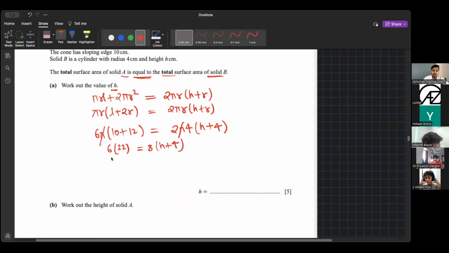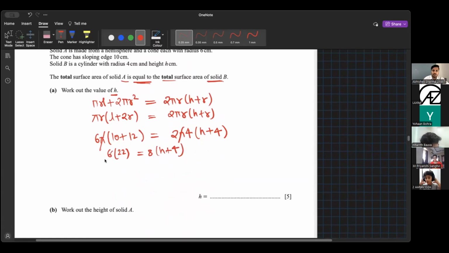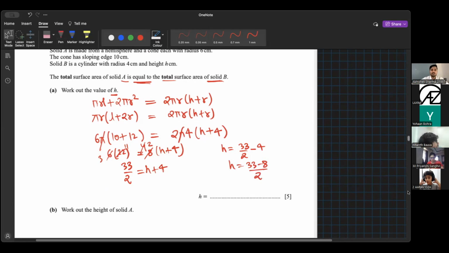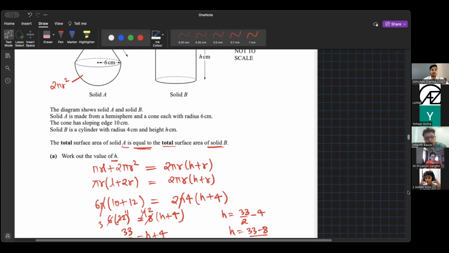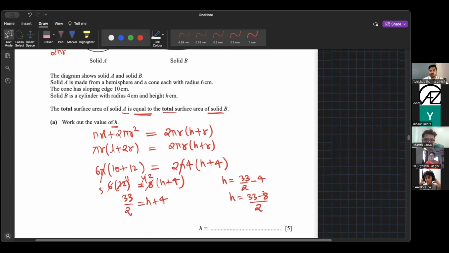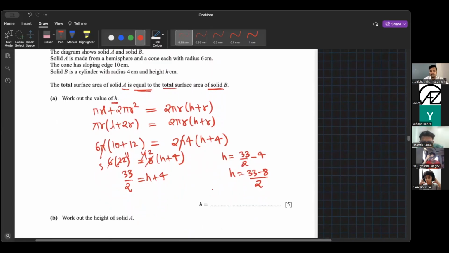So 2 3s are 6, 2 11s are 22, 11 3s are 33, divided by 2, which is equal to h plus 4. So h is equal to 33 by 2 minus 4. So h is 33 minus 8 by 2, which is 25 upon 2, that is 12.5.